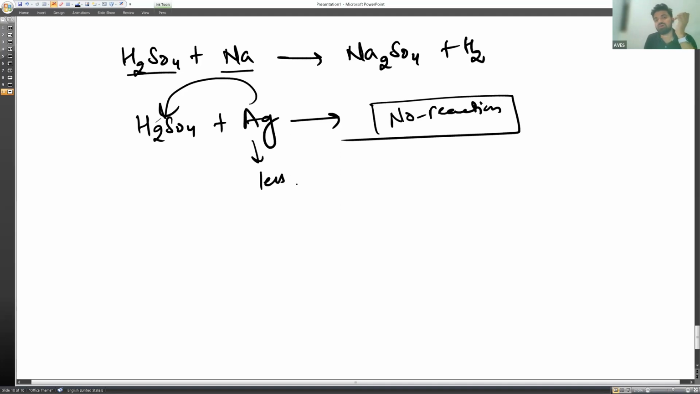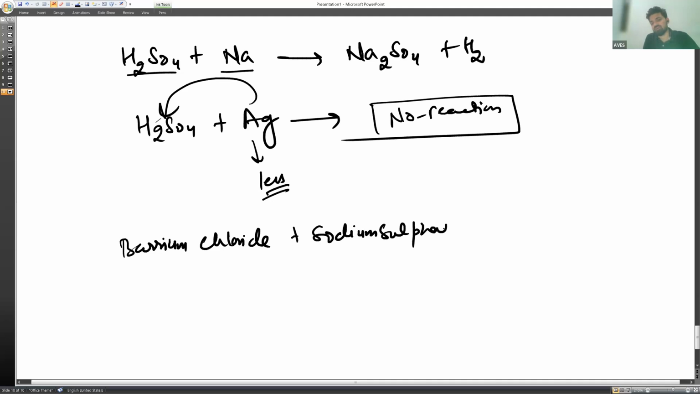So this kind of problem, if you are facing problems, if a question comes in the examination that you have to write, the word equation is being given to you: barium chloride reacts with sodium sulfate, then what will it give you? So it is the exchange of ions. This you will learn in the double displacement reaction.